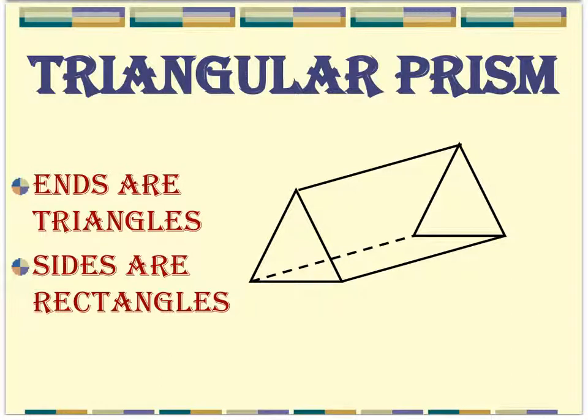Triangular prisms, again, we're looking for what the base is. So the base of this would be a triangle. So you have two of them, followed by three rectangles for the sides of that object.